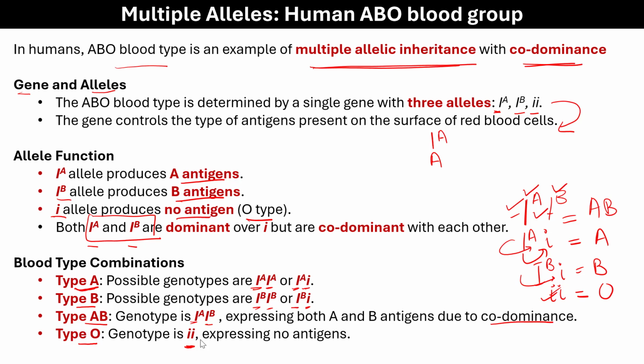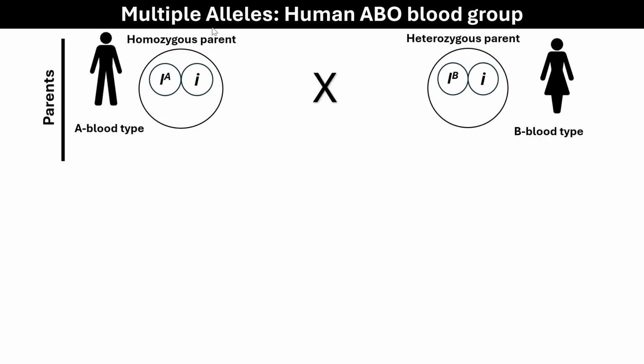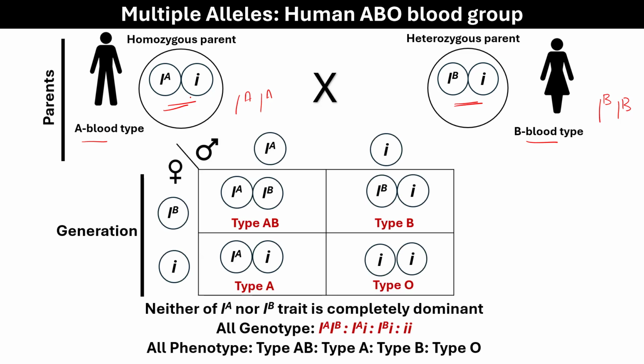Now let's look at one of the crosses of the blood types. Here we are looking at the inheritance of blood group type. Let's say one parent is A type and the other parent is B type. Although A type is also possible from IA and B is possible from IB, here we are taking a heterozygous situation to make this cross a bit more interesting. So this parent will produce these two kinds of gametes and this parent will produce these two kinds of gametes.